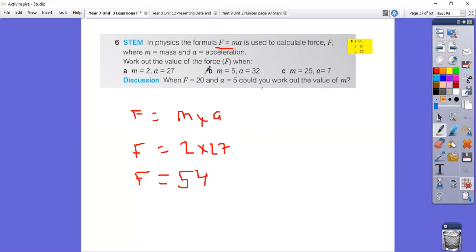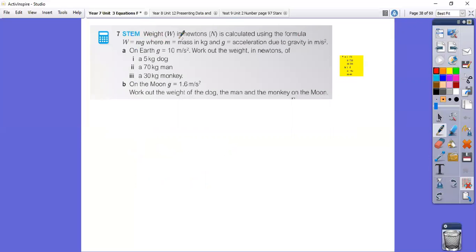Then again, you would do the same for part B and C, and then it gives you a little discussion: F is 20 and A is 5. Could you work out the value of M? So could you work out something times 5 gave you 20? What is that something?